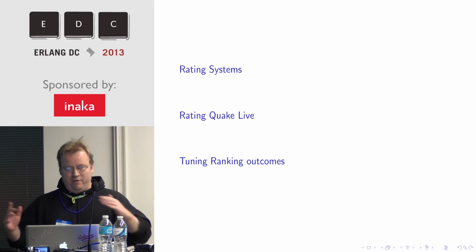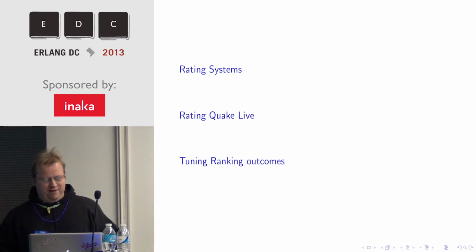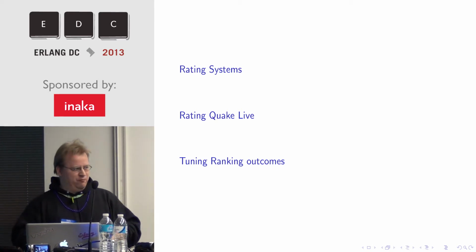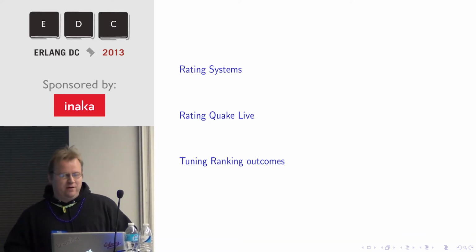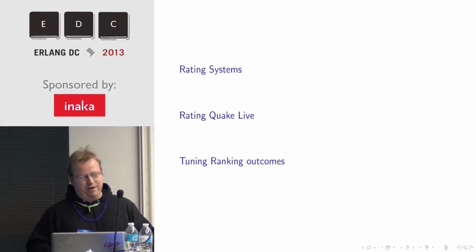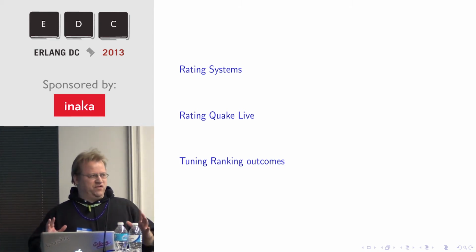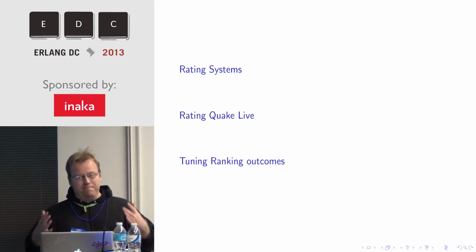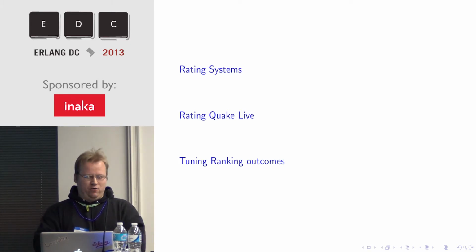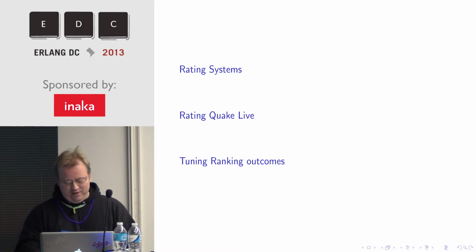So basically I'm going to talk about three things. A little bit about rating systems in general. Then I'm going to talk about how I'm rating and how I'm tracking a game in Quake Live. And then I'm going to talk a little bit about how I tune the ranking system to essentially make better ranking outcomes by automatic tuning, using CPU power.